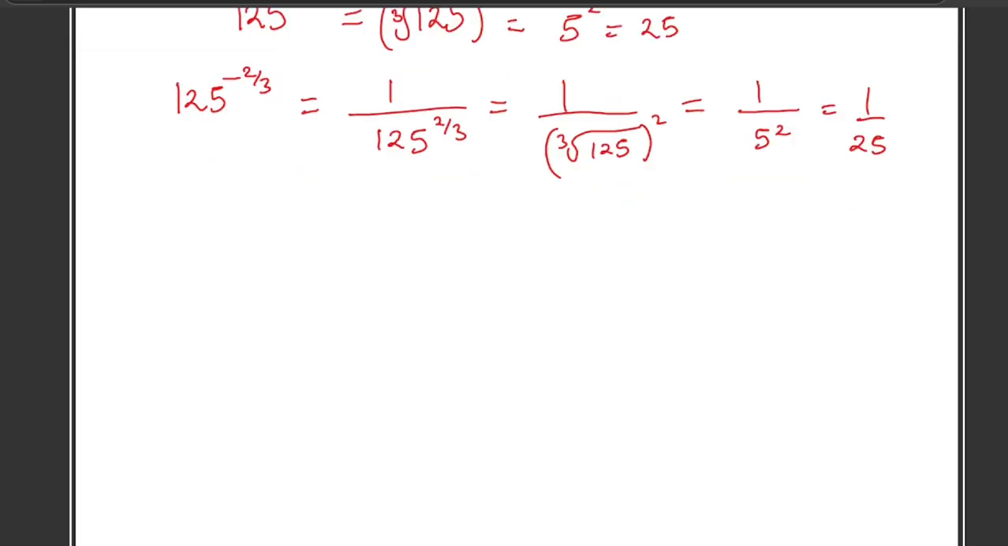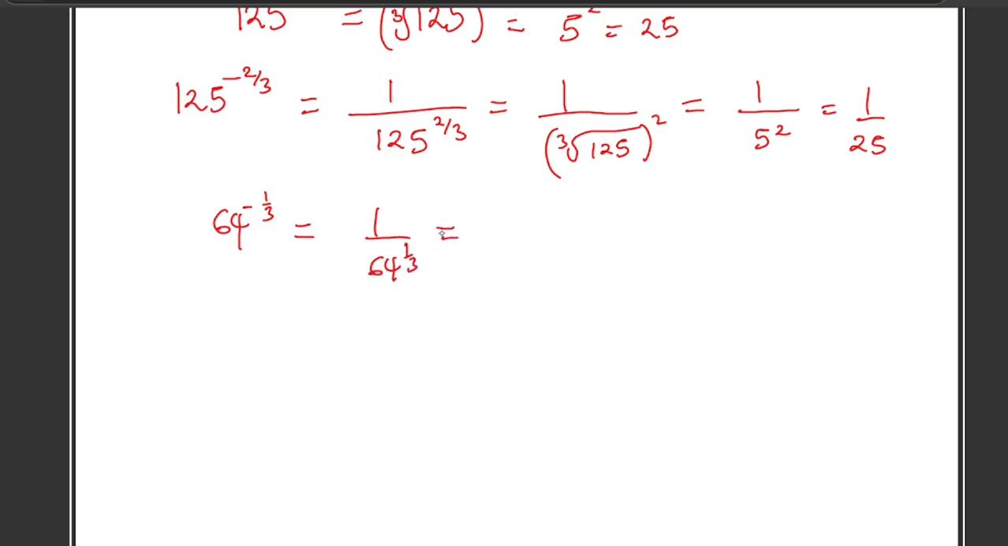One more example on that: we have 64 to the power minus 1 over 3. This is simply 1 over 64 to the power 1 over 3.